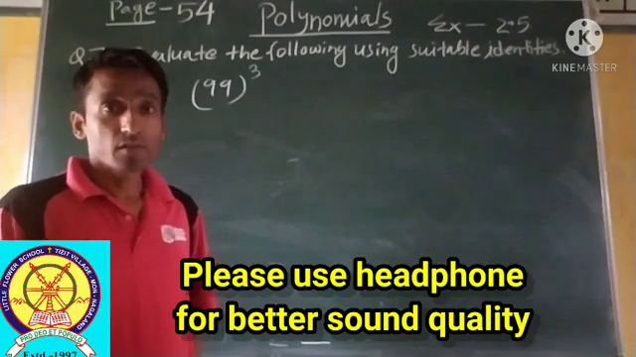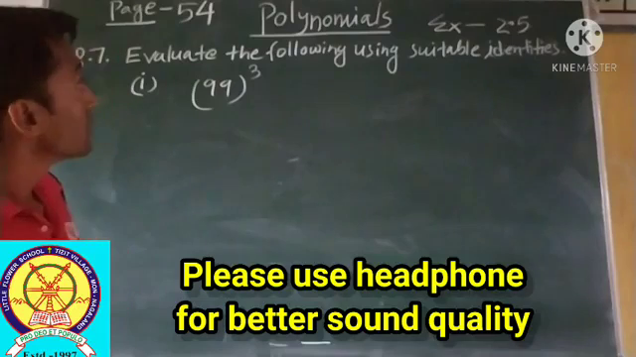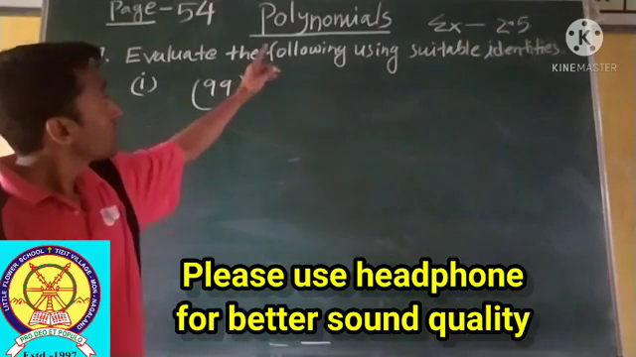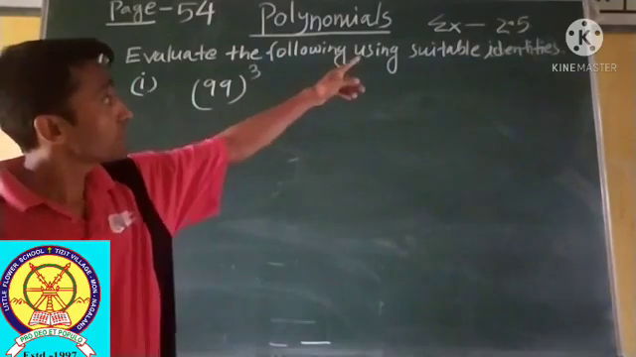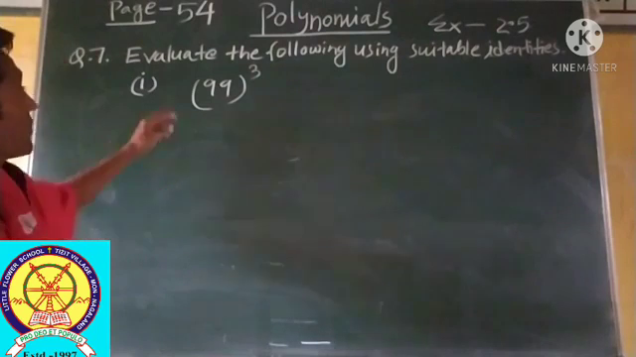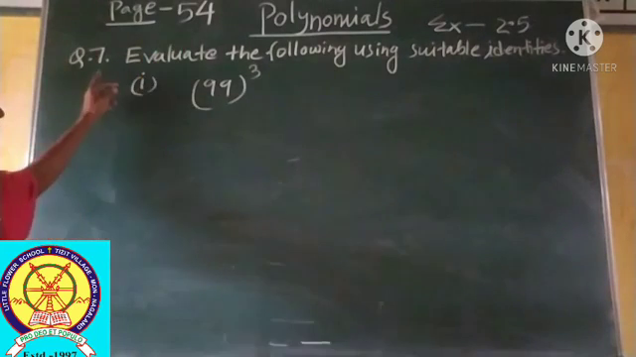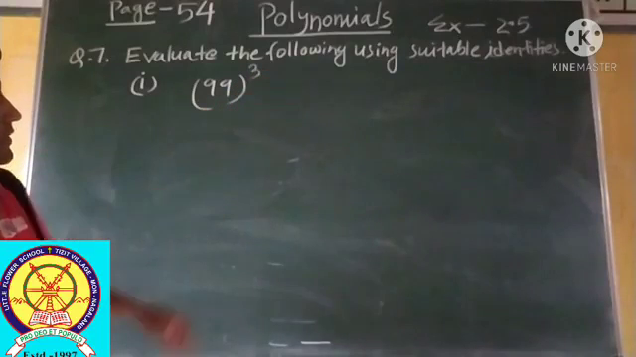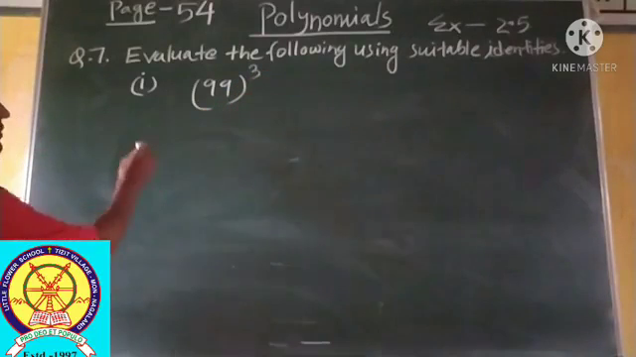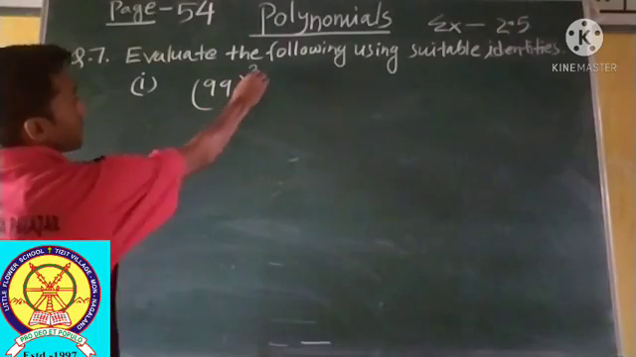Hello students, today I will teach you the topic polynomials, exercise number 2.5, page 54, question number 7. What is your question? Evaluate the following using suitable identities. So the first question is 99 whole cube.